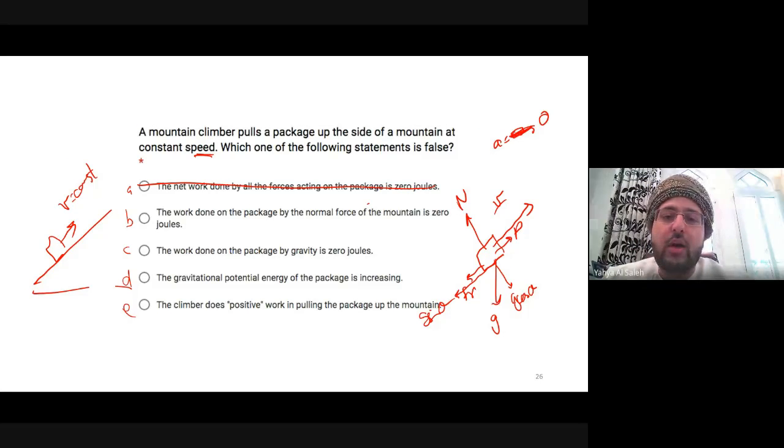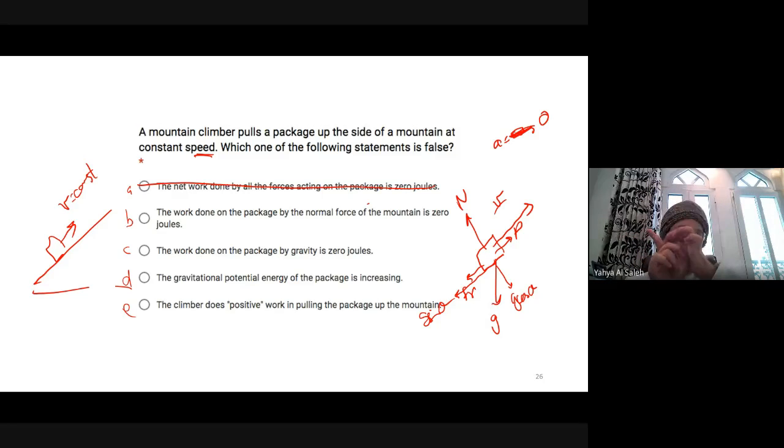The work done on the package by the normal force is 0. This is correct. It's at 90 degrees. It's moving this way, the force is this way, 90 degrees between them.